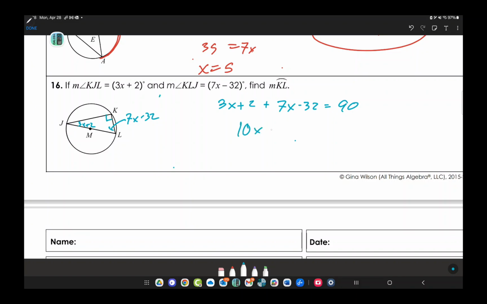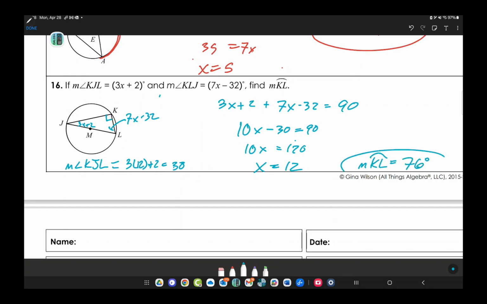So 10x minus 30 equals 90. 10x equals 120, so x equals 12. They want the measure of arc KL, right? So since the measure of angle KJL is 3 times 12 plus 2, which is 38, that means the measure of arc KL is twice that, 76 degrees.